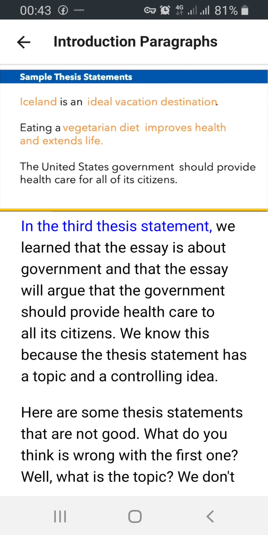In the third thesis statement, we learn that the essay is about government and that the essay will argue that the government should provide health care to all its citizens. We know this because the thesis statement has a topic and a controlling idea.